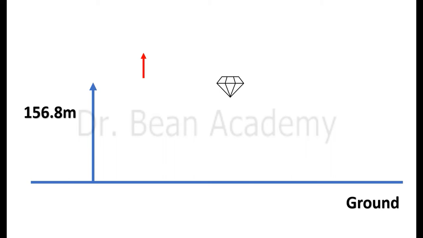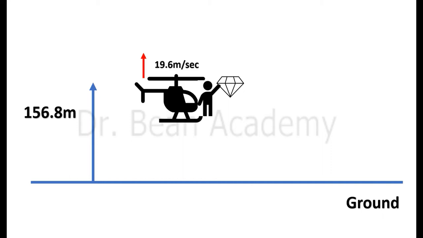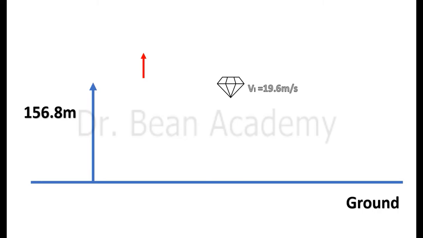A lot of students say that the stone will start dropping to the ground. They will say it will fall down to the ground. No, it will not happen. Just remember, the helicopter was going straight up with a velocity of 19.6 meters per second. When the person leaves it, it will not start falling down because of inertia. It will keep moving with the velocity of 19.6 meters per second, so it will go straight up with an initial velocity of 19.6 meters per second.